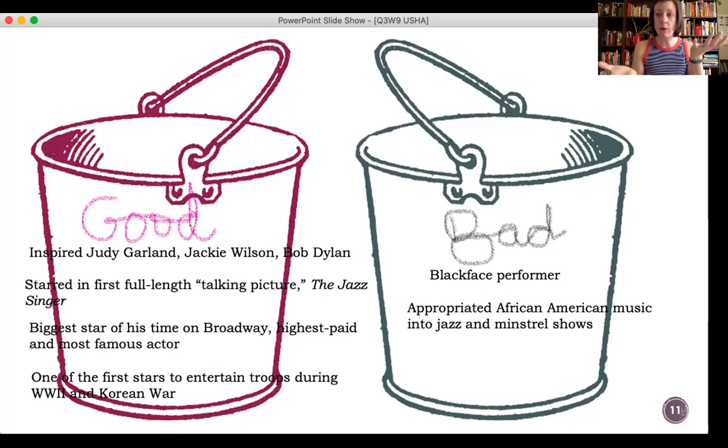So as I'm thinking about writing my final paragraph, answering the question, should he be considered a hero or a villain? I might want to weigh what's in these two buckets.